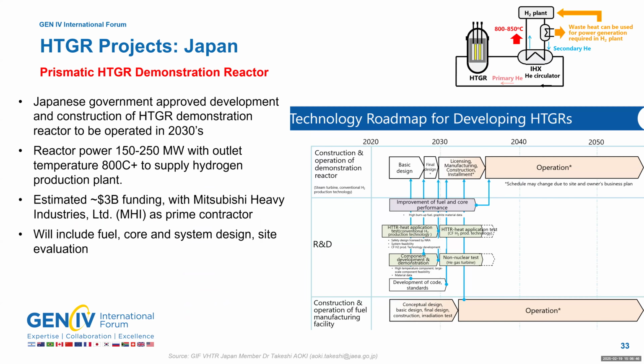Staying with Japan, next up for them after the HTTR test reactor, which has been deployed already, is the larger system in the 150, 200, 250 megawatt range, prismatic, of course. The idea here is, again, hydrogen production. So they show the technology roadmap there in terms of the timeline for their development plans. This is from our Japanese member on the VHTR SSC. Mitsubishi Heavy Industries were awarded eventually a total of $3 billion of funding as a prime contractor, and it will take care of most aspects of this upcoming project. So again, another process, hydrogen-focused project coming online in Japan, hopefully within the next 5 to 8 years.